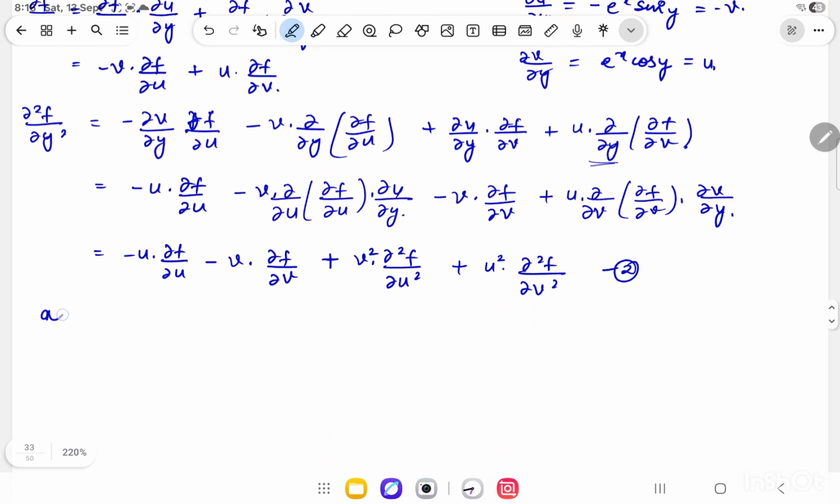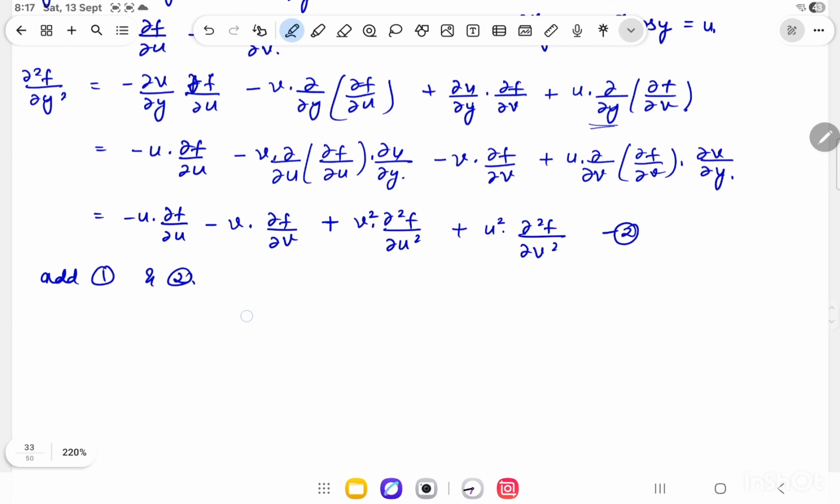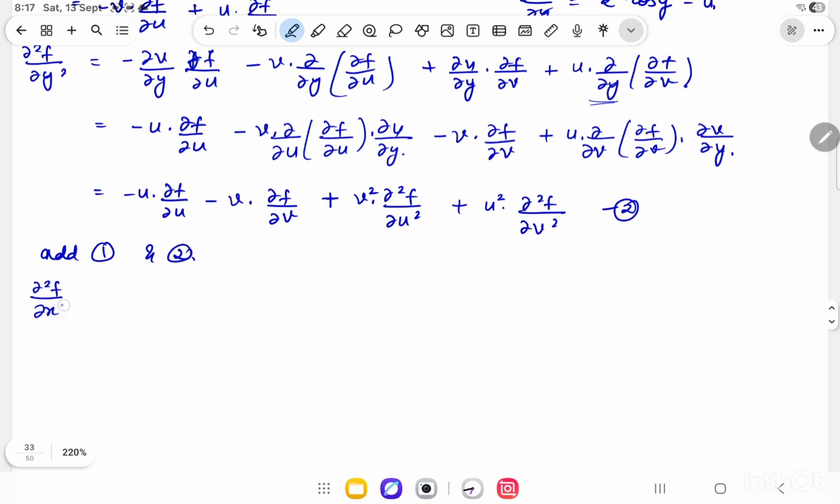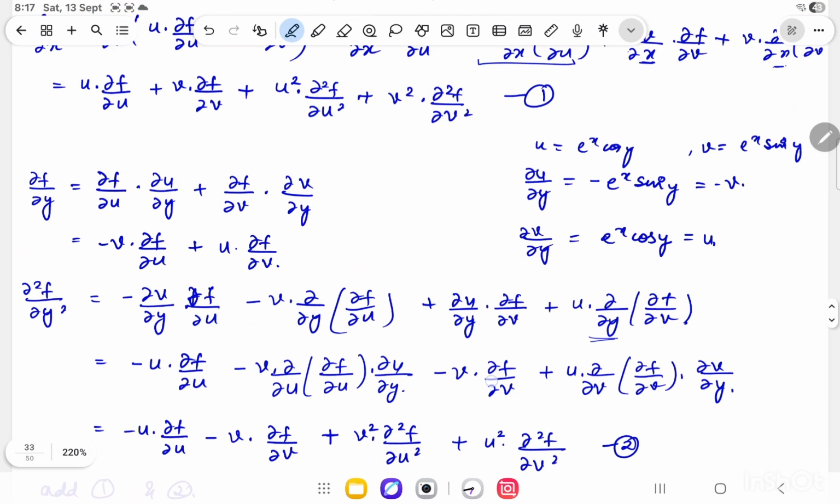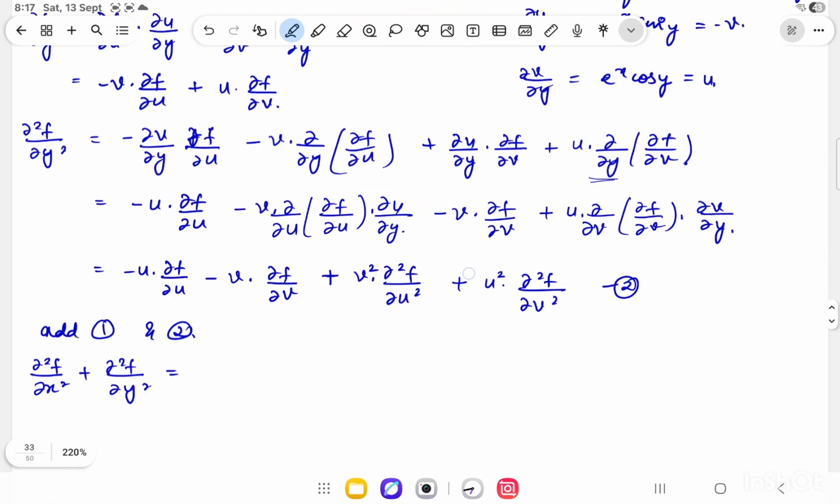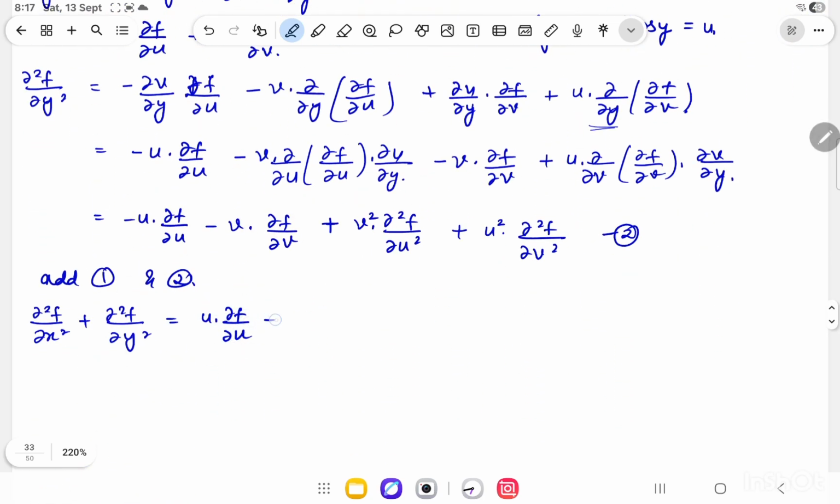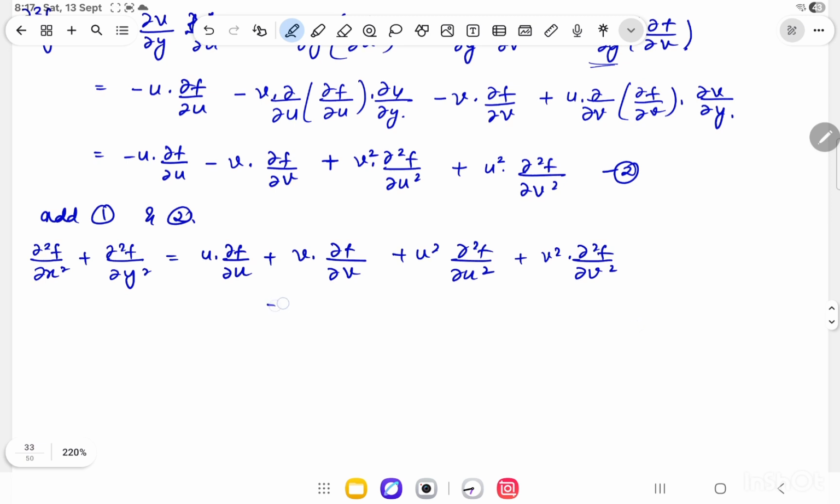So if we add 1 and 2, we'll get del square f by del x square plus del square f by del y square is equal to u del f by del u plus v del f by del v plus u square del square f by del u square plus v square del square f by del v square minus u into del f by del u minus v into del f by del v plus v square into del square f by del u square plus u square into del square f by del v square.